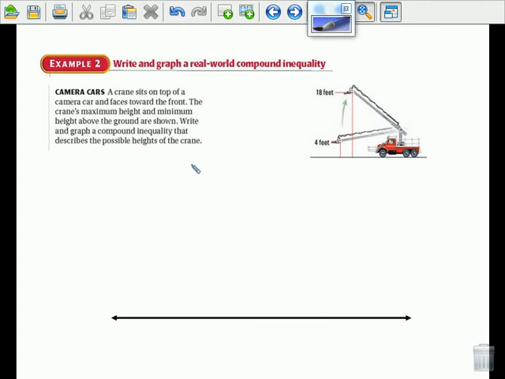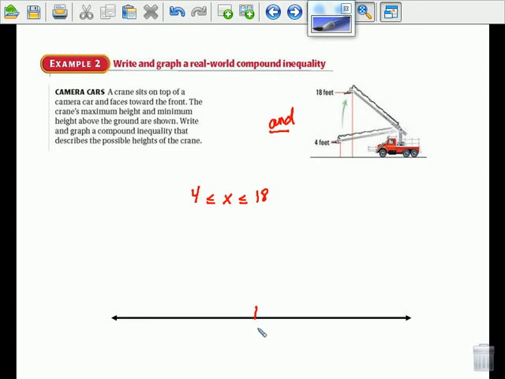All right, so here's a real world situation. A crane sits on top of a camera car and faces towards the front. The crane's maximum height and minimum height above the ground are shown. Write and graph a compound inequality that describes the possible heights of the crane. It looks like this crane can go anywhere from 4 feet to 18 feet, and any distance in between. So that would be an "and". We're going to go 4 is less than or equal to x is less than or equal to 18.